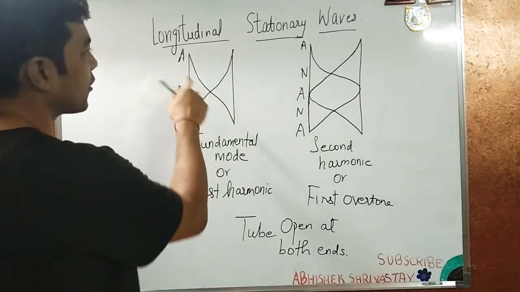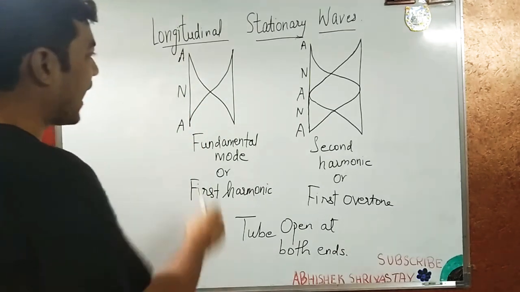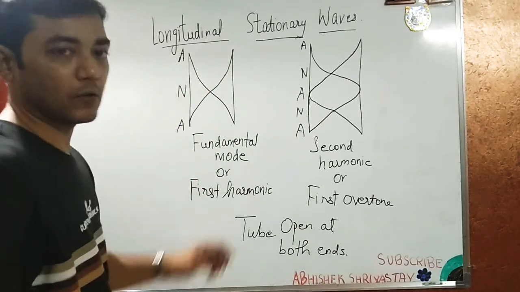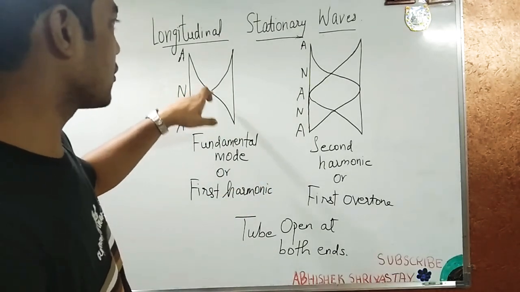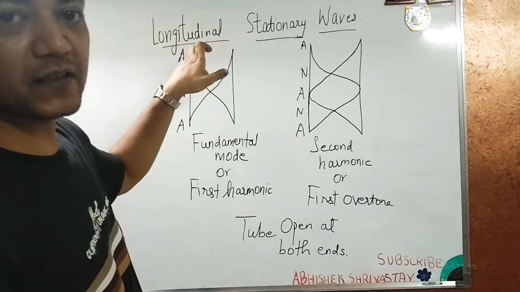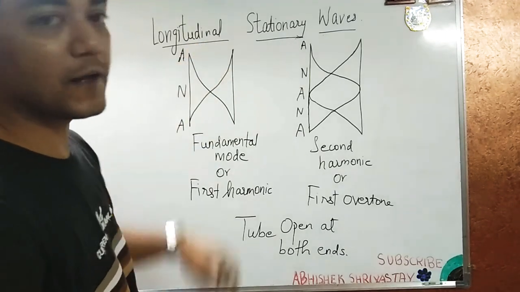This part will correspond to the antinode and this will be your node. We know node is a point of zero displacement, so this will be your node. And antinode is what? Maximum displacement. So this is your antinode.